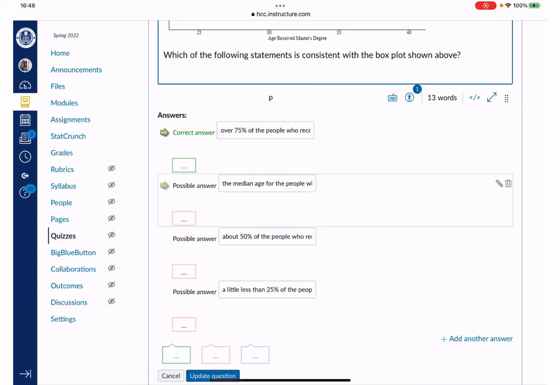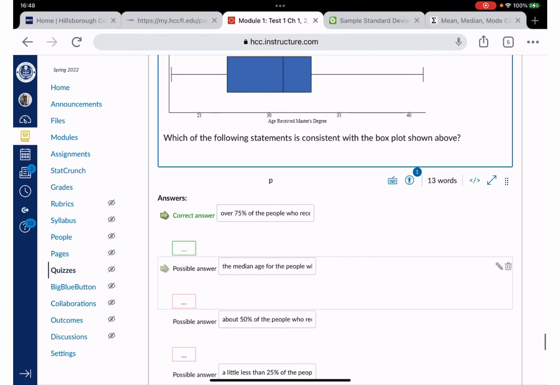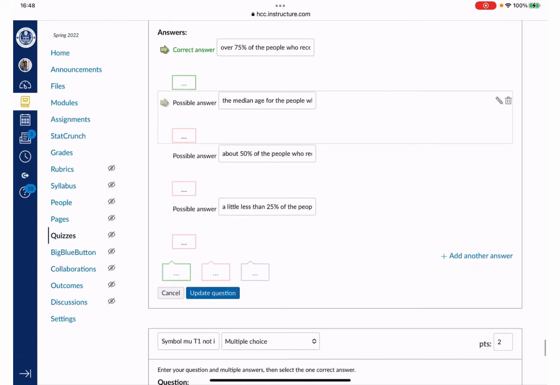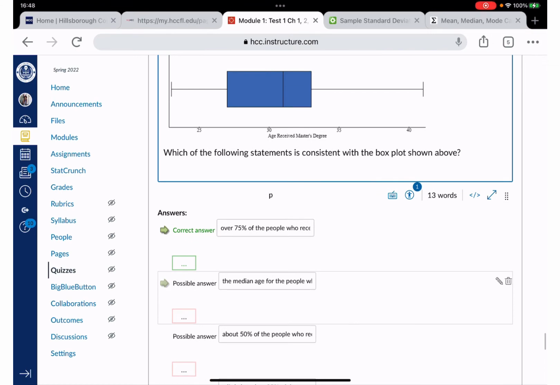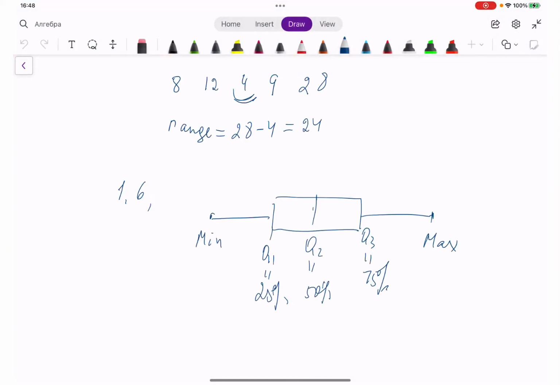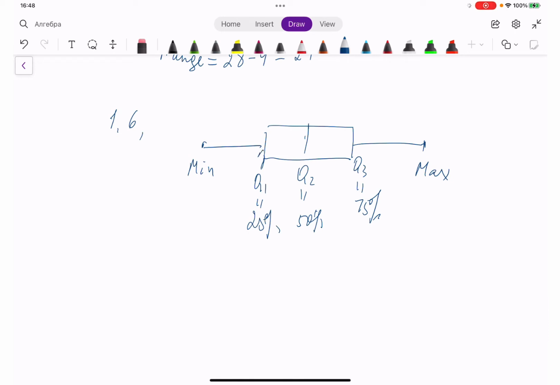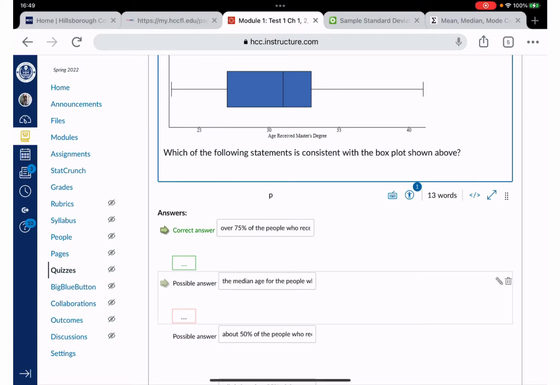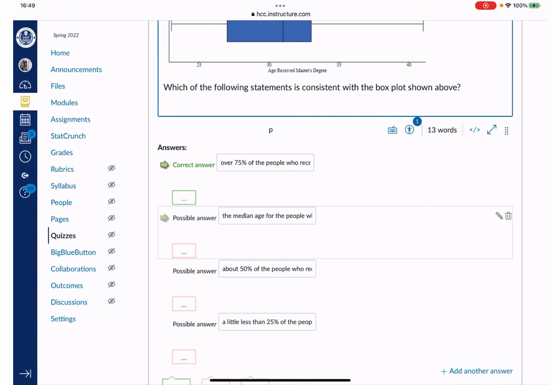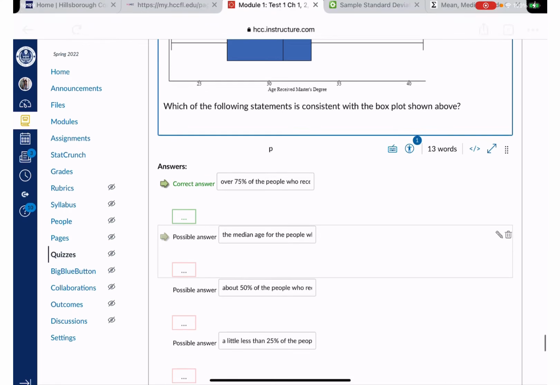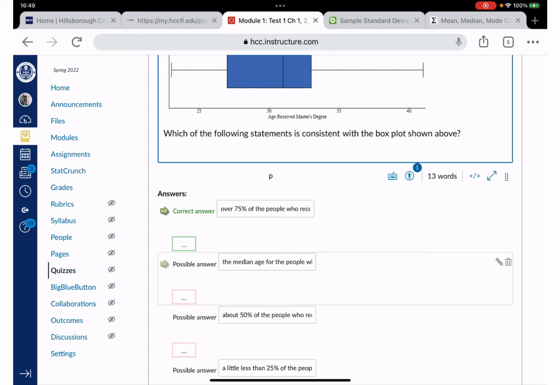The last one says: a little less than 25% of the people who received a master's degree were between 27 and 33 years old. So less than 25%. This is not less than 25%. Hold on, I'll show you here. This is our 25%, less than 25% should fall here. But their numbers are falling in this area. So it cannot be true. 27 to 33 is above 25%. So it cannot be the answer.